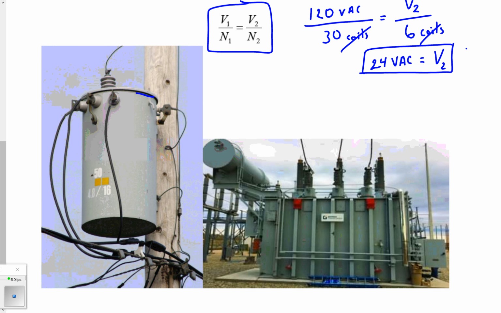You've probably seen this transformer outside your house up on the power pole. The reason why, there's somewhere in the neighborhood of about 30,000 volts on that line outside your house. And what this transformer is doing is bringing that down to the 120 volts before it comes into your home. So it's making it a little bit safer.